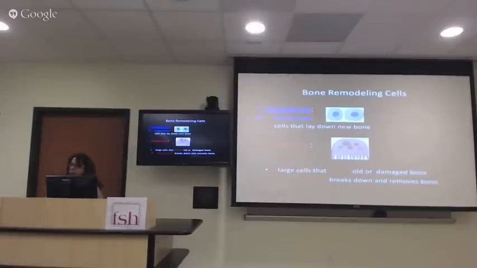There are special cells that are involved with remodeling. The top ones are osteoblasts, and they're responsible for laying down bone for formation. Below are the osteoclasts that eat up bone. And we actually need osteoclasts to resorb old or damaged bones. We call that resorption when bone is removed. That's important when we start talking about therapies.